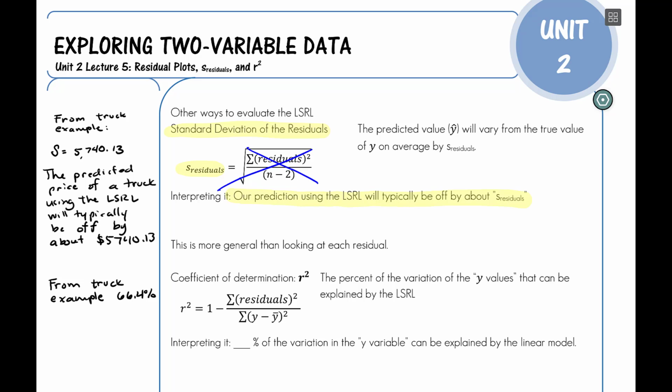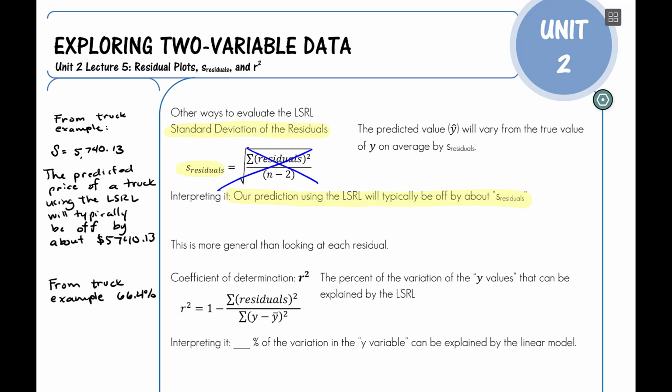Okay, so if I wanted to write out this sentence in context, let me go ahead and do that. The way I can interpret the standard deviation of the residuals very succinctly in context with the example we've been working with: the predicted price of a truck using the LSRL will typically be off by about $5,740.13. So what does that tell me? I know that my prediction is not always perfect. I know I'm never going to get it exactly dead on with the real price of a truck. So what can I expect it to vary by? I can expect by about $5,700. That's what the standard deviation of the residuals tells me. So I have a little bit of wiggle room that I should be paying attention to.